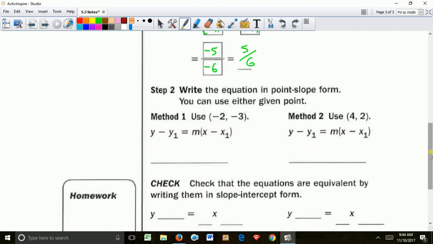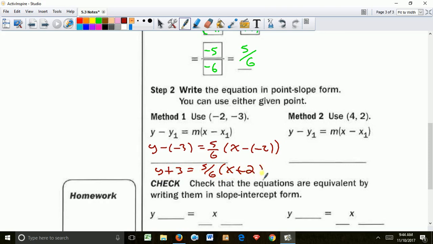Next, step 2, you want to write the equation in point-slope form, and we can use either point, it doesn't matter. Both points are on the line. If you choose -2, -3, you're going to get y minus -3 is equal to 5/6 times x minus the opposite of 2. If you simplify that, you do get y plus 3 is equal to 5/6 times x plus 2. If you use the other point, 4, 2, you're going to get y minus 2 is equal to 5/6 times x minus 4.